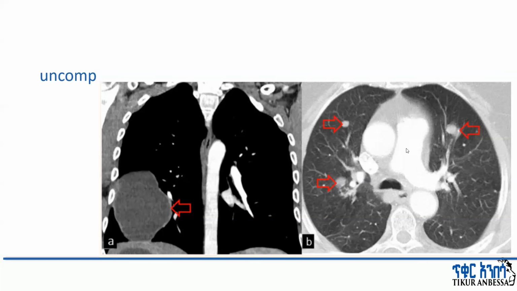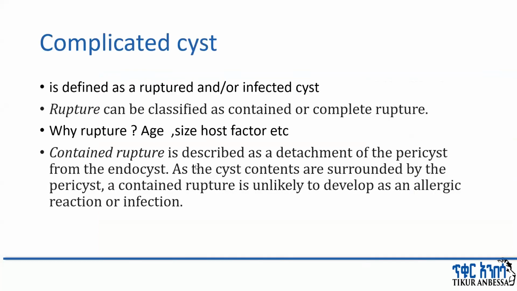You can see small cysts, which in the differential diagnosis can be metastasis or any nodule, and you can mention it. Complicated hydatid is defined as ruptured and/or infected. If it is ruptured, we say complicated cyst. If it is infected, we can call it that too. Rupture can be classified as contained or complete rupture.